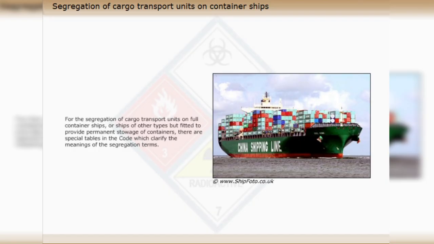For the segregation of cargo transport units on full container ships or ships of other types but fitted to provide permanent stowage of containers, there are special tables in the code which clarify the meanings of the segregation terms.